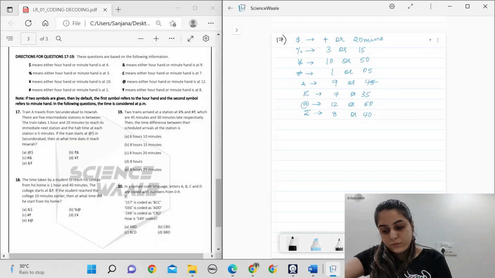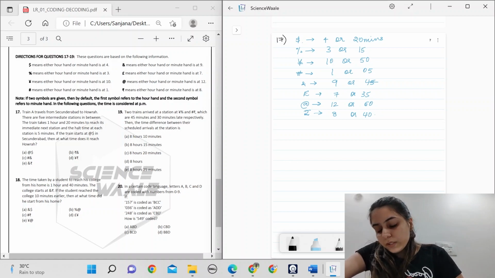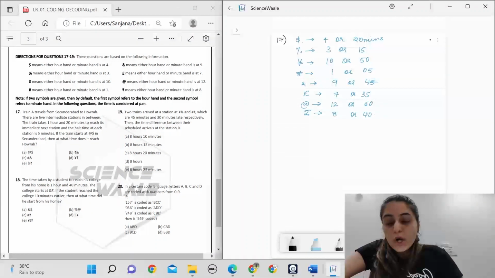Now let's try to follow. Let's read out the note. If two symbols are given, then by default the first symbol is taken as the hour hand and the second symbol is taken as the minute hand. That's fine, and the time is recorded in PM.